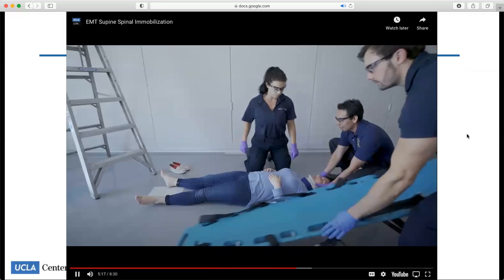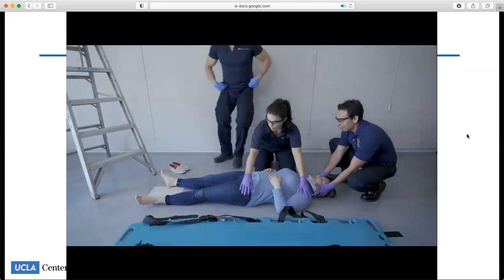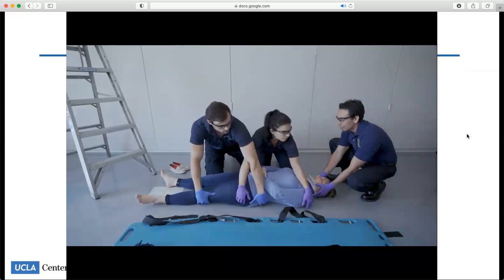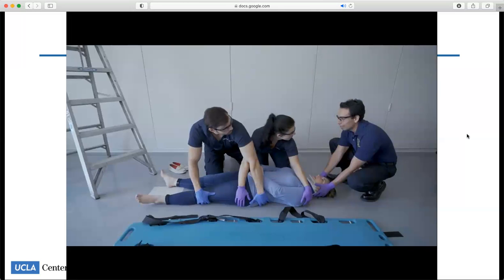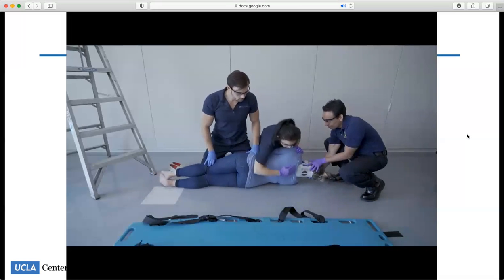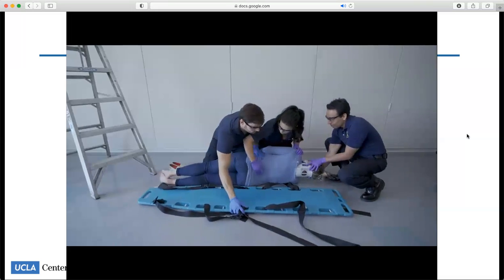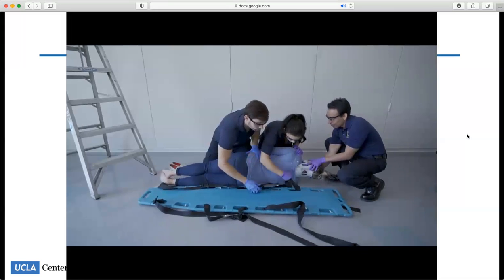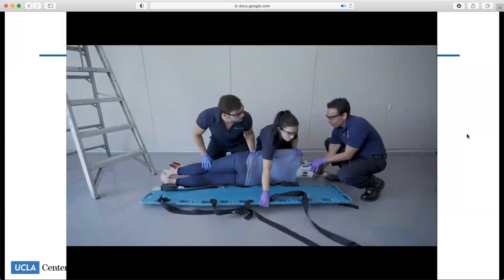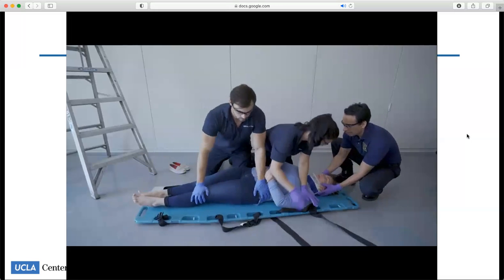Position a long spine board next to the patient. Rolling the patient onto his or her side may take additional team members to prevent lateral movement of the patient's spine. When ready, the person holding cervical immobilization will be in charge of when the patient is rolled. While the patient is on their side, I will palpate down the patient's spine, feeling for step-offs, and listen for the patient to report tenderness or pain. The person holding cervical immobilization will again direct the patient to be rolled back down onto the long spine board.